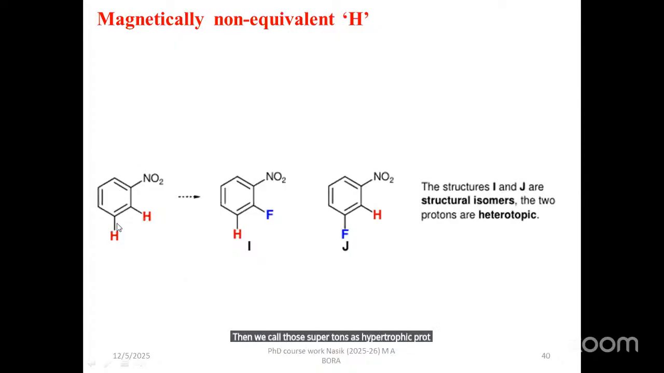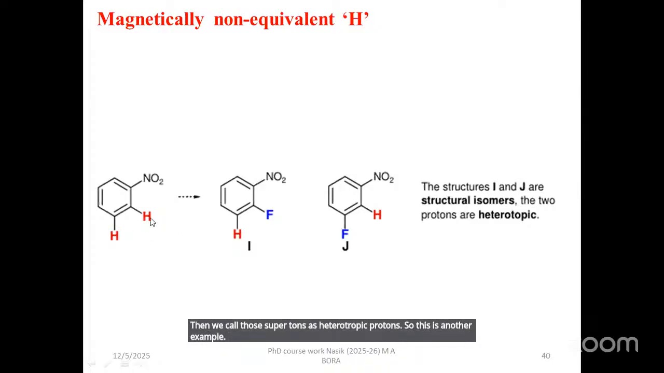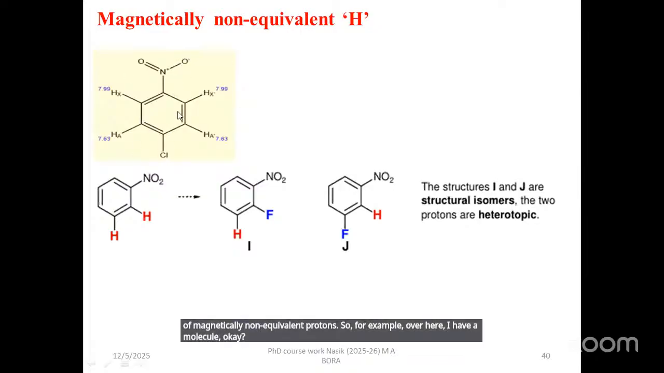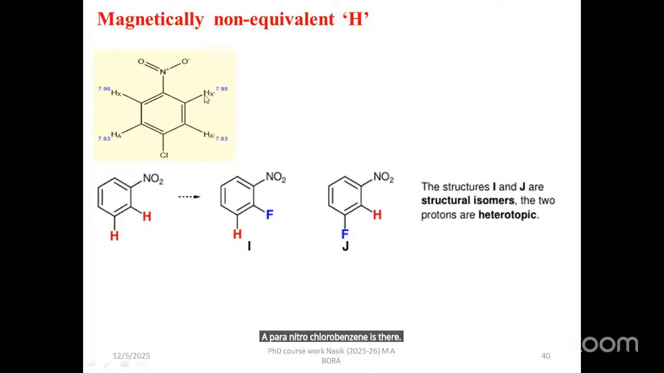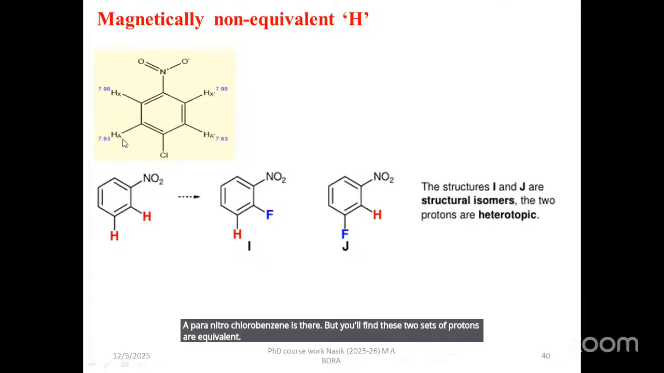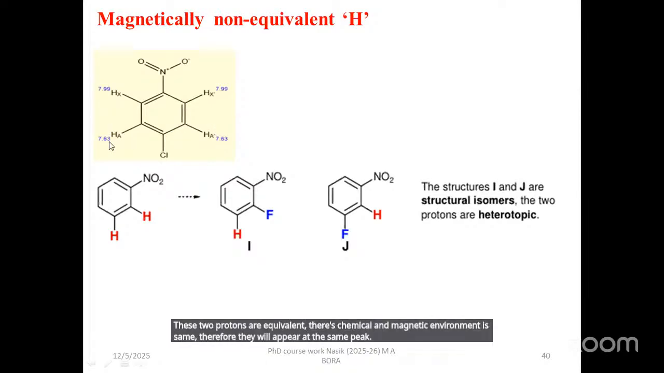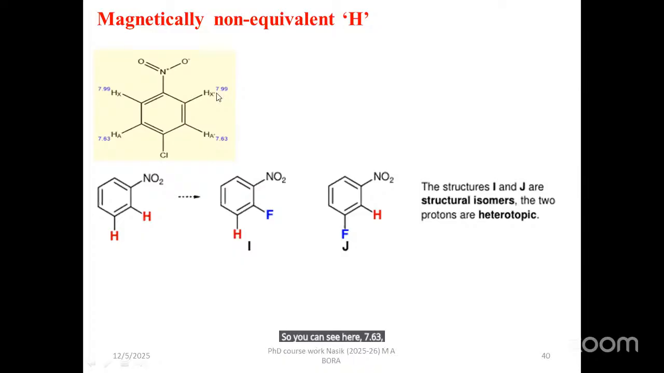So this is another example of magnetically non-equivalent protons. For example, over here I have a molecule, para-nitrochlorobenzene. What do you find? These two sets of protons are equivalent. These two protons are equivalent. Their chemical and magnetic environment is the same, therefore they will appear as the same peak. So you can see here 7.63, 7.63, 7.99, 7.99. These two are different, but these two are the same because their environment is the same.